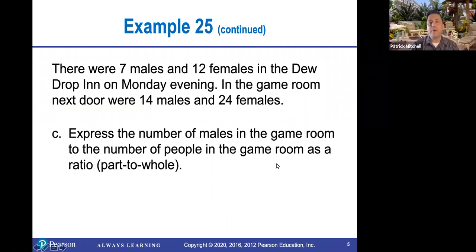Now they want us to express the number of males in the game room to the number of people in the game room. So this is an example of a part to whole ratio. And since there were 14 males and a total of 38 people, that ratio would be 14 to 38 or 7 to 19.